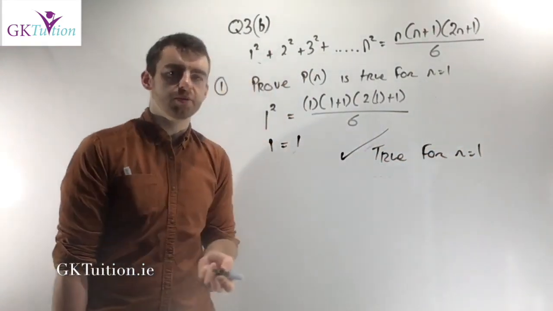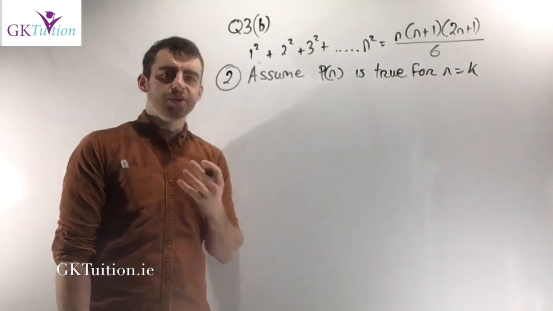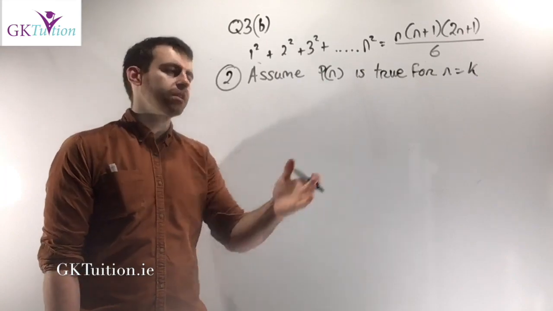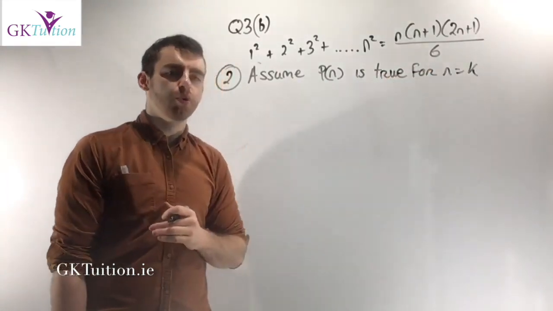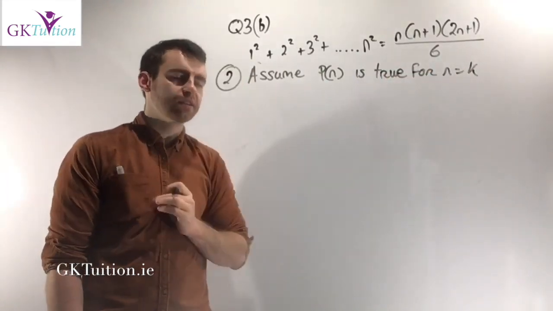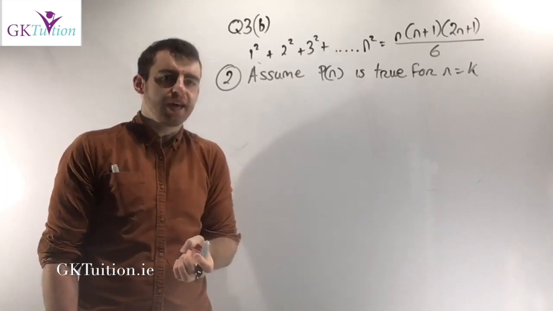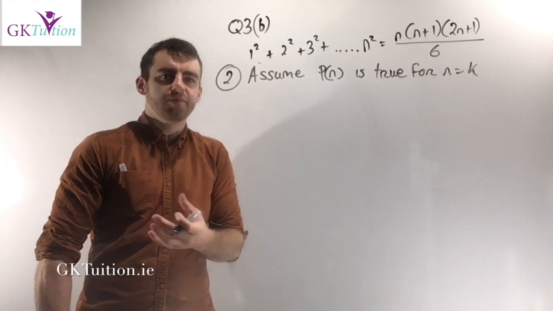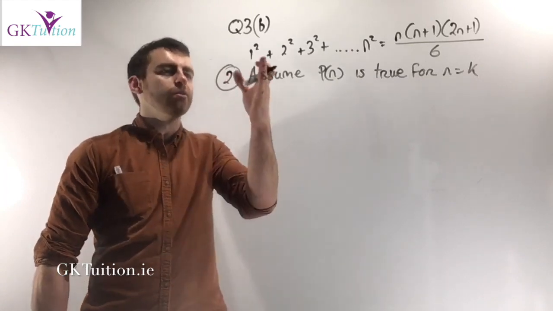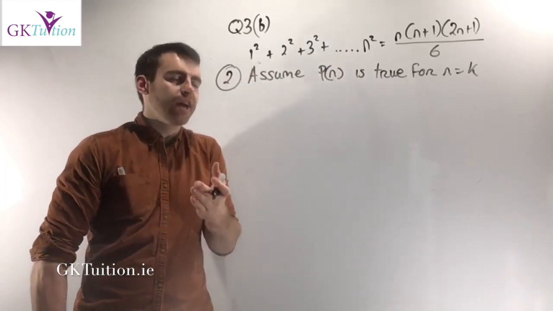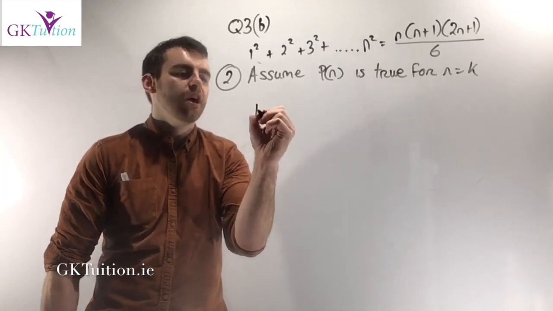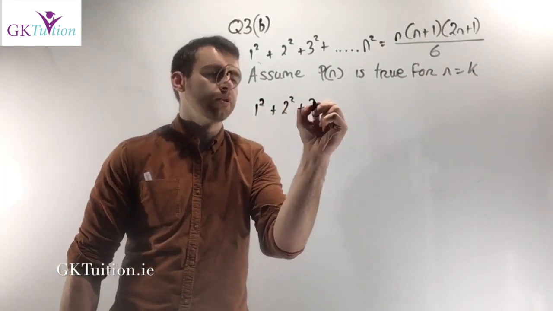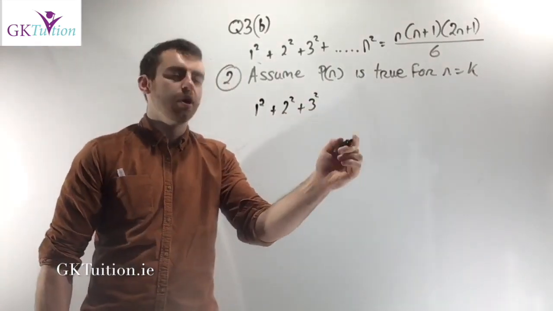Now I need to make my assumption and go from there. I need to assume that P of n is true for n equals k. In the last case, n was equal to 1, which meant there was 1 term on the left-hand side. This time n equals k, and I don't know what k is. k could be anything. k could be 50, k could be 100. I don't know how many terms I actually need to write out on the left-hand side. I know the sequence is going to start as 1 squared plus 2 squared plus 3 squared, and it's just going to keep on going.